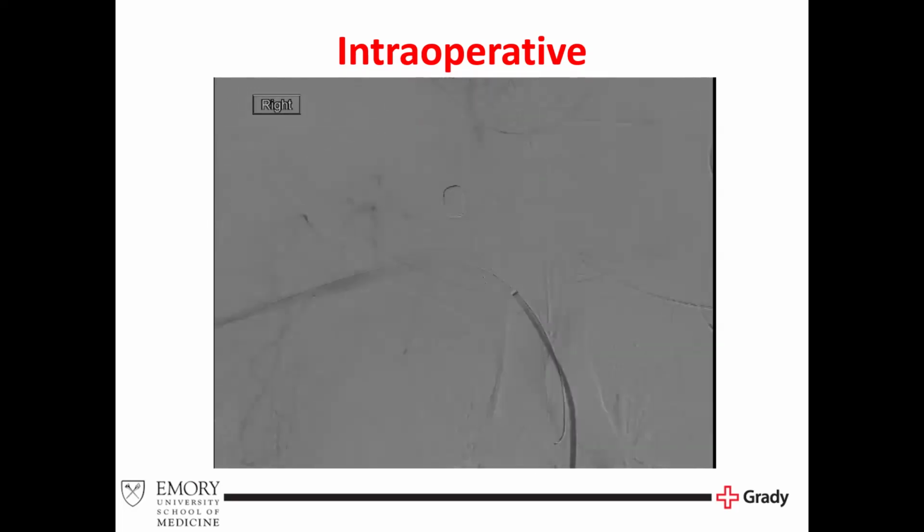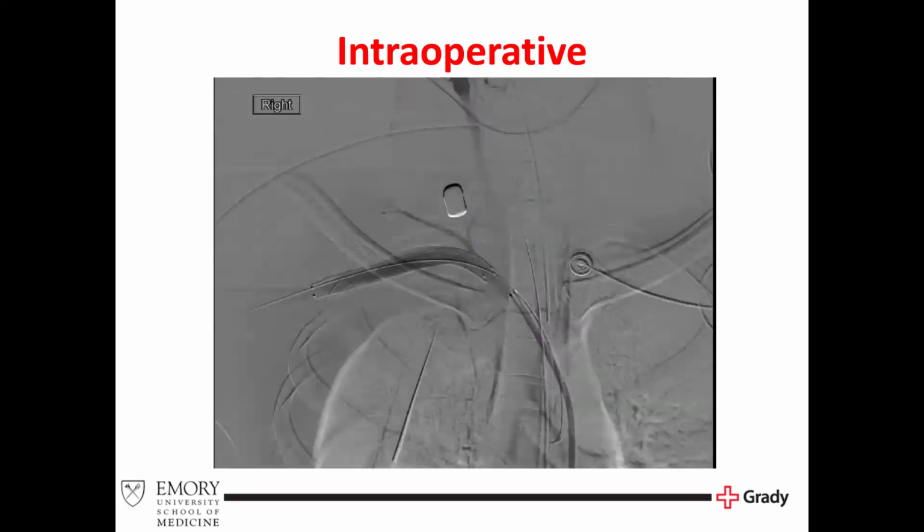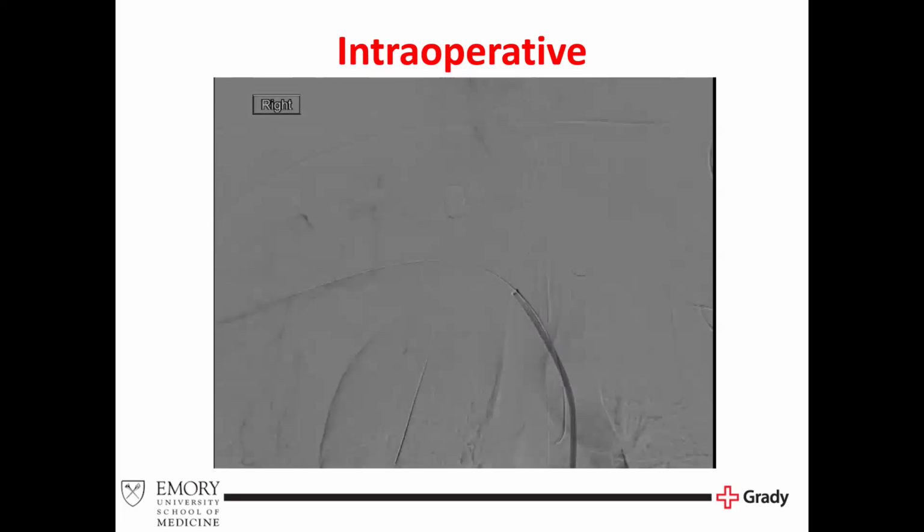We noted that there was brachial artery flow at the end of the case, and the patient had pulses in multiphasic radial and ulnar signals at the end of the case that were not present at the beginning of the case.